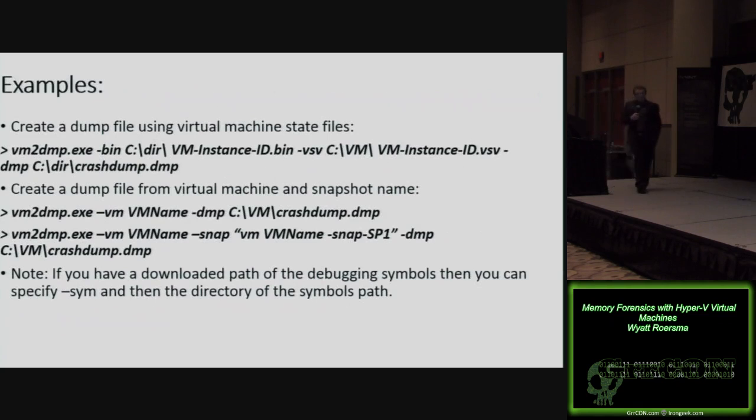So just to give you an example of how to use this tool, VM2Dump: you specify the bin directory, then you specify where the VSV is at, and then you specify the output crash dump file that you want to make. Pretty basic, very easy to use. You can do it on a virtual machine that's running. You can run it on a snapshot image and get a crash dump format of a Hyper-V virtual machine that you can analyze in Volatility. And if you have your own symbols path, you can specify that just like you would with the Windows debugging toolkit.